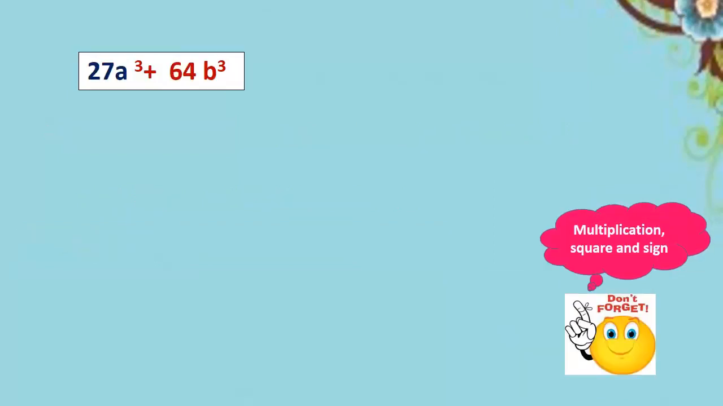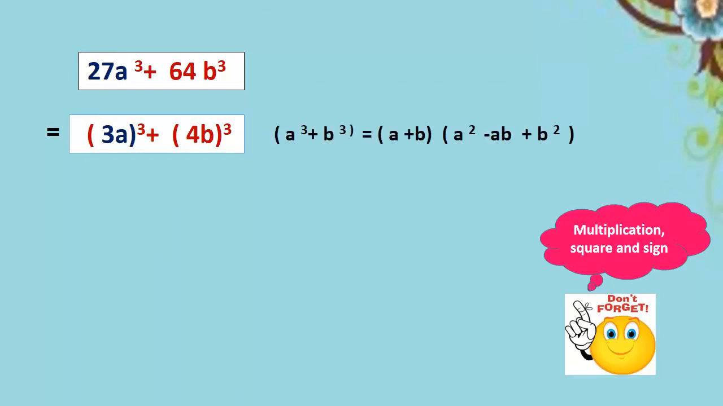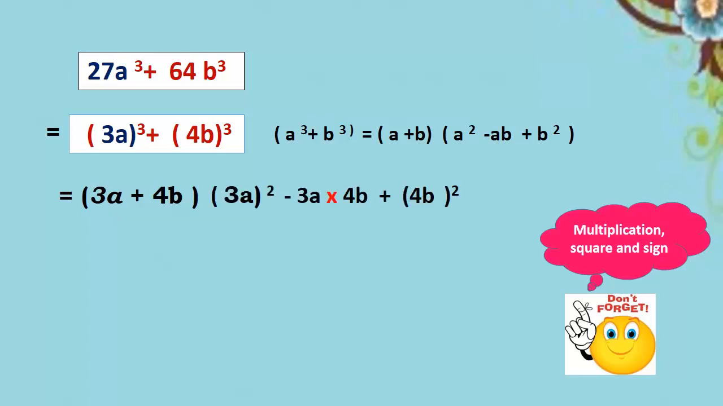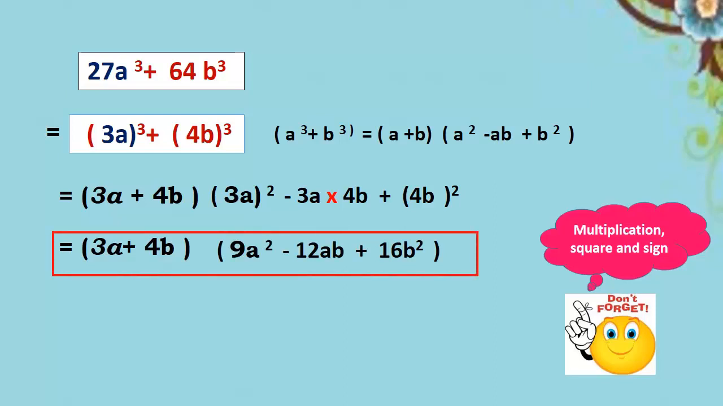Now next sum, 27a cube plus 64b cube. Again, just recall, the cube root of 27 is 3 and that of 64 is 4. So we write 3a the whole cube plus 4b the whole cube. Write down the correct formula. Now put 3a and 4b at appropriate place. While putting, check the sign. So 3a plus 4b as it is remains the same. Now 3a the whole square will be 9a square. 3 4s are 12ab and 4b the whole square is 16b square. This is your final answer.